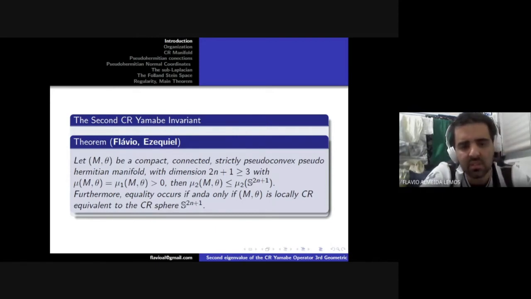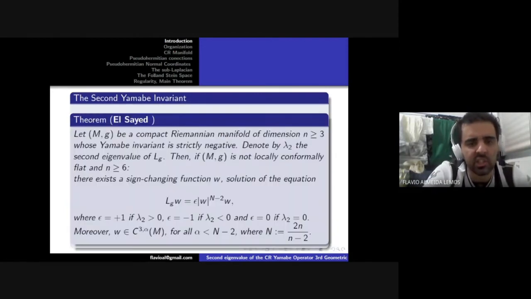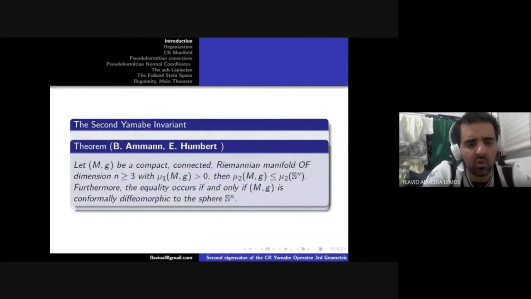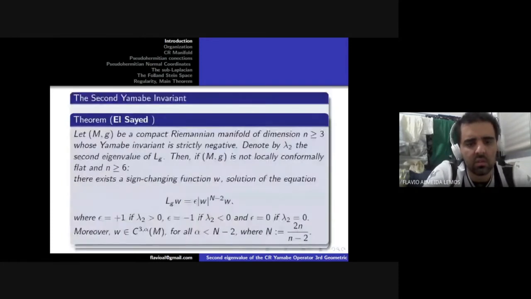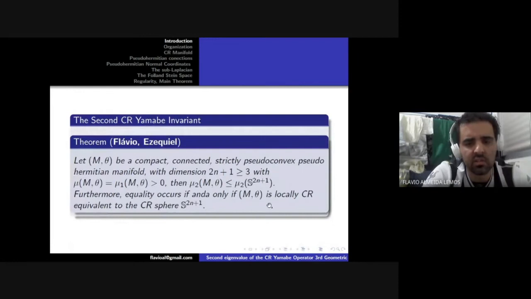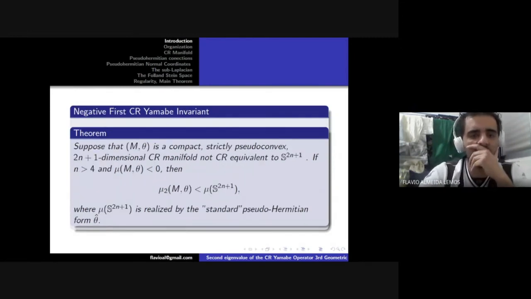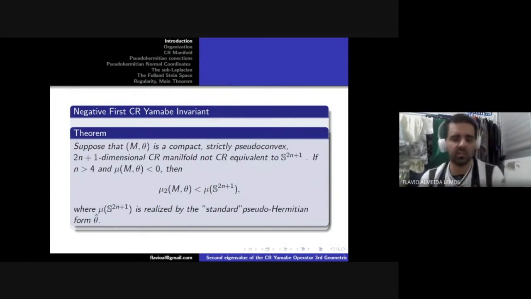We have the same result, with a change here: conformally diffeomorphic to a sphere is changed to locally CR equivalent to the sphere. The main idea here is to prove two equivalent theorems in the CR context.